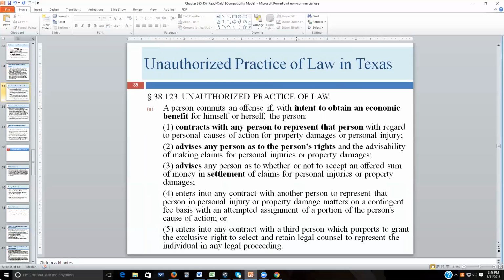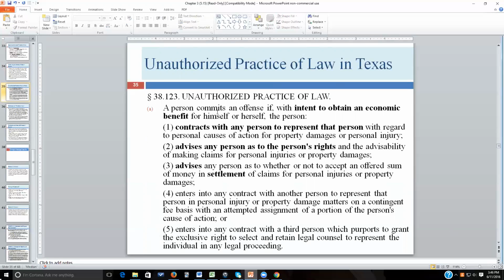And again, the highlighted parts or the bolded parts are things that I have added. They're not bolded in the actual statute. A person commits an offense if, with intent to obtain an economic benefit, so this is a financial requirement, for himself or herself, the person contracts with any person to represent that person with regard to personal causes of action for property damages or personal injury.